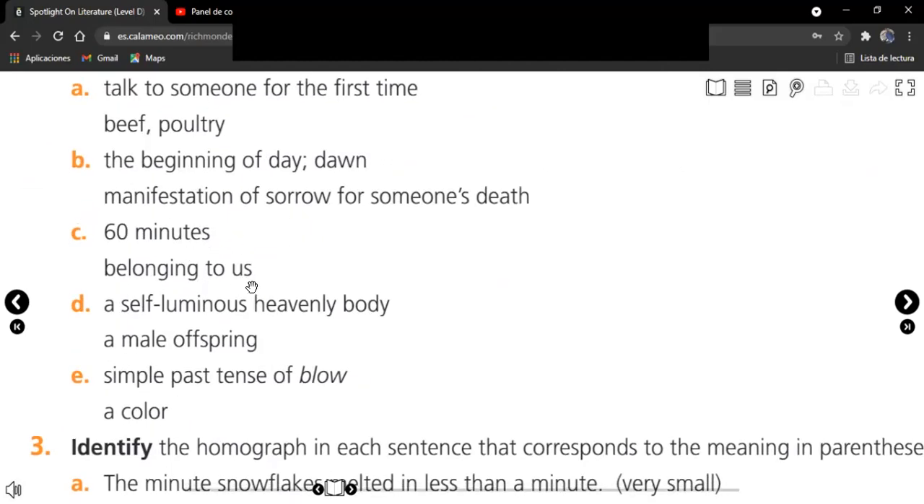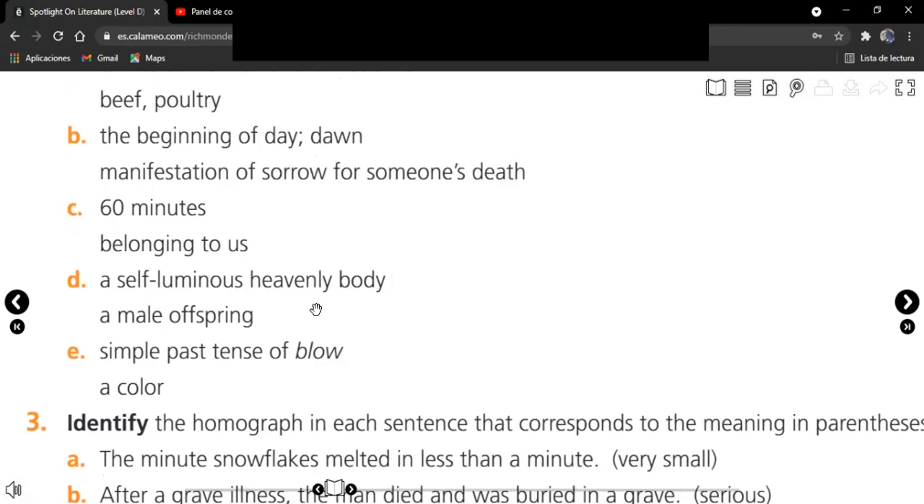60 minutes and belong to us, hour with an H, and our without H. A self-luminous heavenly body, sun, S-U-N. And a male offspring is a son, S-O-N. So I made a mistake. I will take it back. This one right here is S-U-N. Here is S-O-N. And they are pronouns, son, the son, and your son.